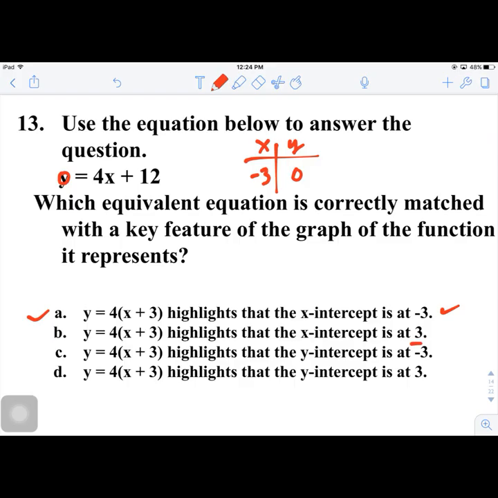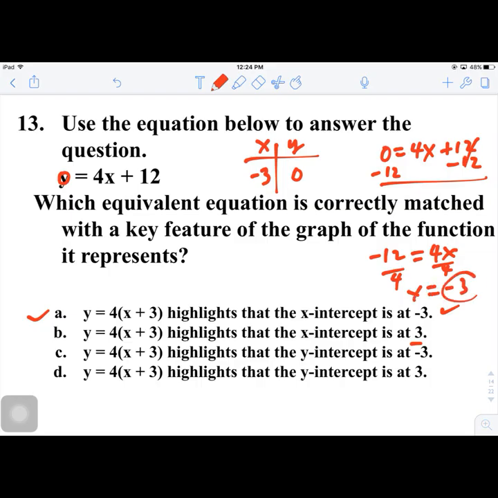X-intercept is at 3. Well, we just solved it. We have 0 equals 4x plus 12, minus 12, and we got -12 equals 4x, dividing by 4, we have obviously x equals -3, so this one is false. Next one says y-intercept is at -3. The y-intercept is when x equals 0. So if you let x equal 0, then we got y equals 0 plus 12. That's 12. So the y-intercept is actually 12. So when x equals 0, y equals 12, and the next two answers are wrong. That would leave A the only possible answer.